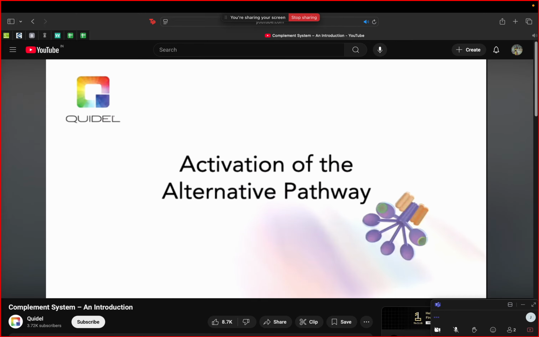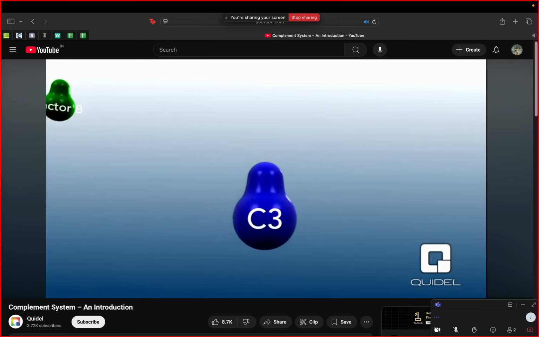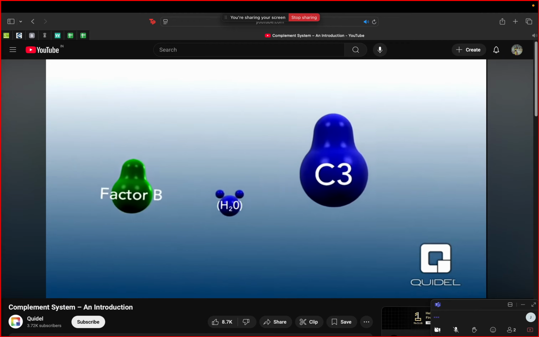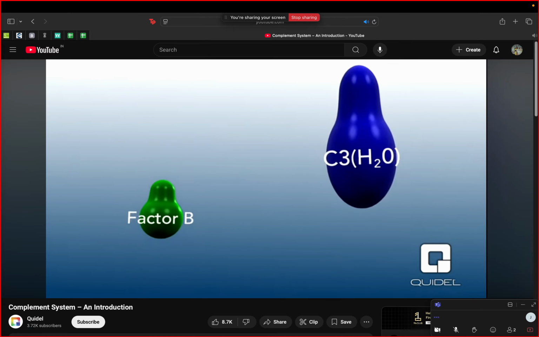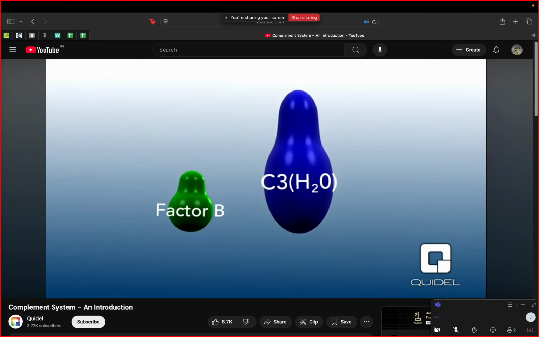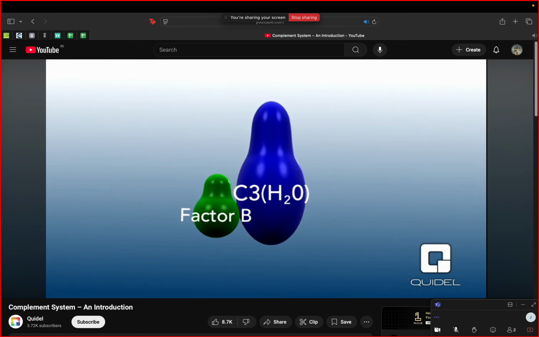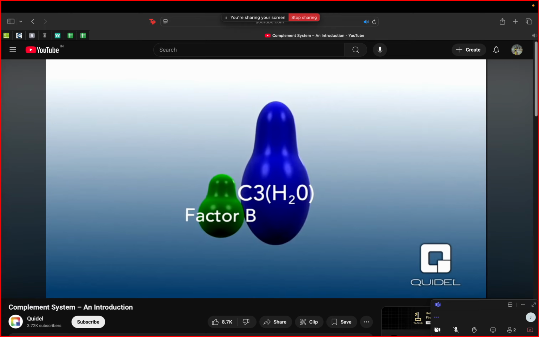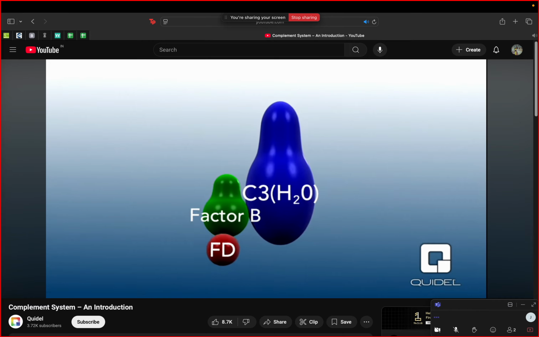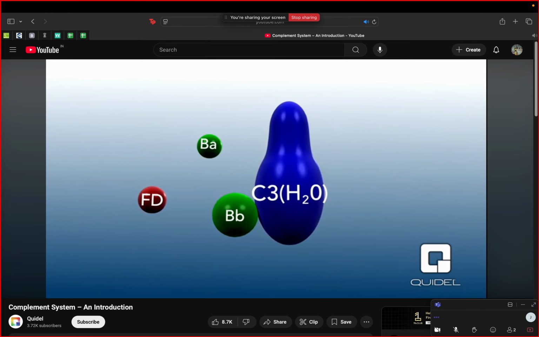Activation of the alternative pathway. The alternative pathway of complement is activated by LPS and other lipopolysaccharides found on the surface of invading pathogens. The alternative pathway is always active at a very low level. This activation is due to the spontaneous hydrolysis of an internal thiol ester bond in C3. Hydrolyzed C3, called C3 water, has a binding site for factor B, another protein in the alternative pathway. Factor B binds to C3 water and becomes a substrate for cleavage by factor D, denoted here as FD.